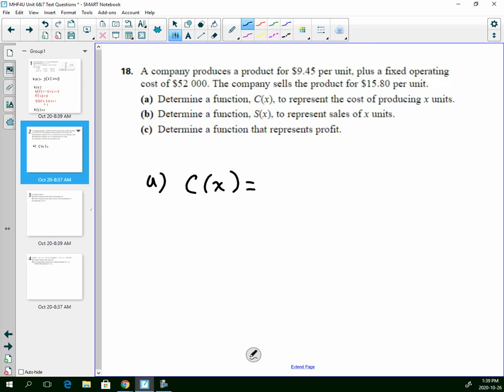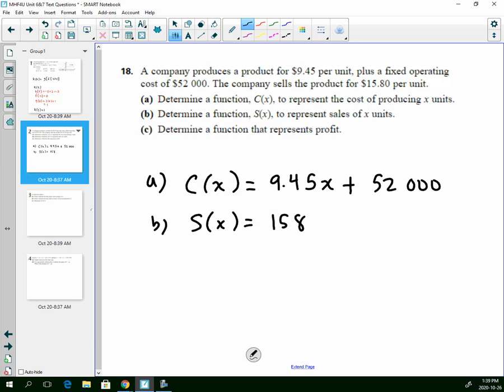So A asks for a cost function. So we want cost in terms of x. Well, the cost will depend on two things. The variable part, so $9.45 for each unit, and then the fixed part, which is $52,000. B asks for sales. So we want the sales in terms of x. Well, I know I sell the product for $15.80 per unit. So that's how I make money.